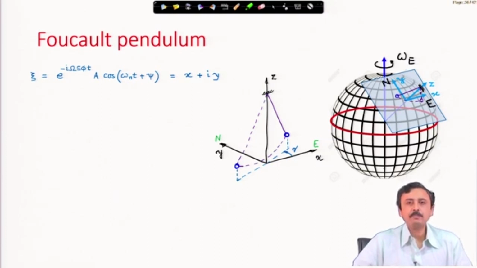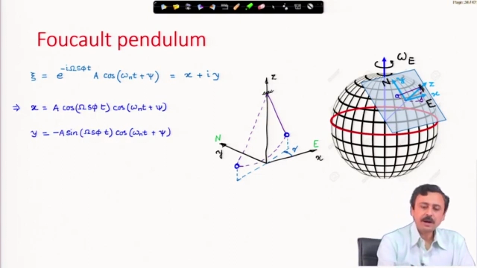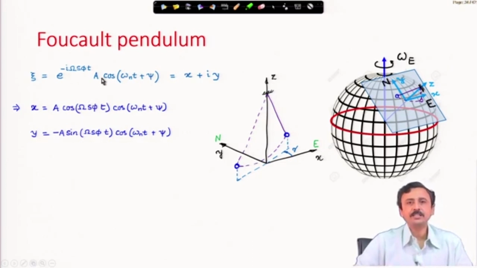This is our solution, and remember ξ is x plus iy. If you look at the real and imaginary parts, then this is what you have. The real part, which goes with x, has cosine of this argument, omega sin phi t, and y is minus a sin omega sin phi t times that cosine term, the normal pendulum oscillation. This is how x and y change.